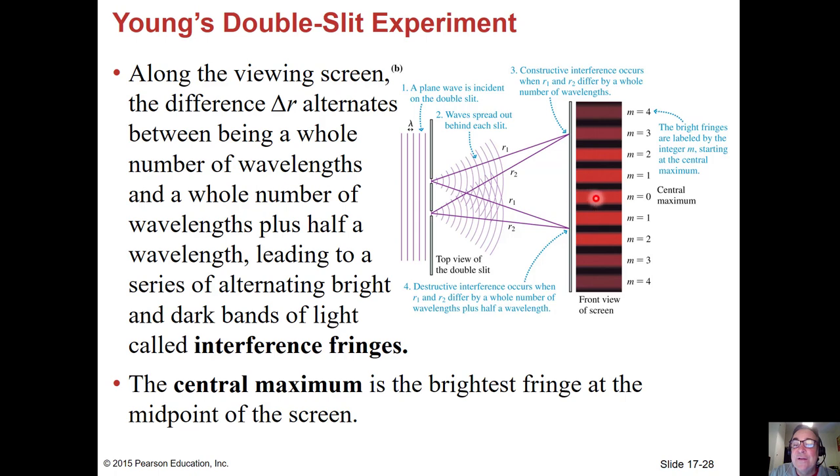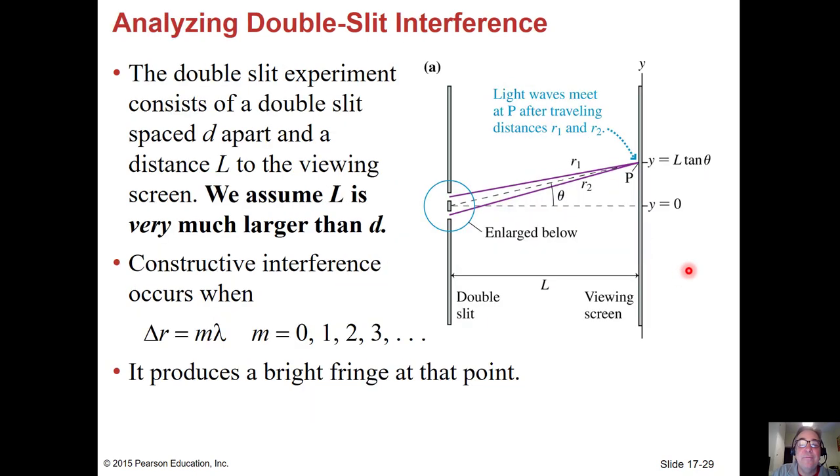Here's a special term. This is the central maximum, right in the center here. And then you get m equal to 1, m equal to 2 on either side. So these are equally spaced out this way. Very good. So m does not mean mass here. M is just the index that tells you which one you're talking about.